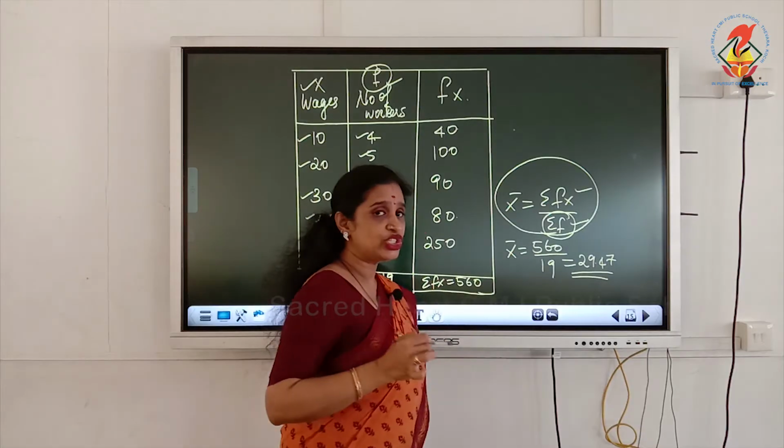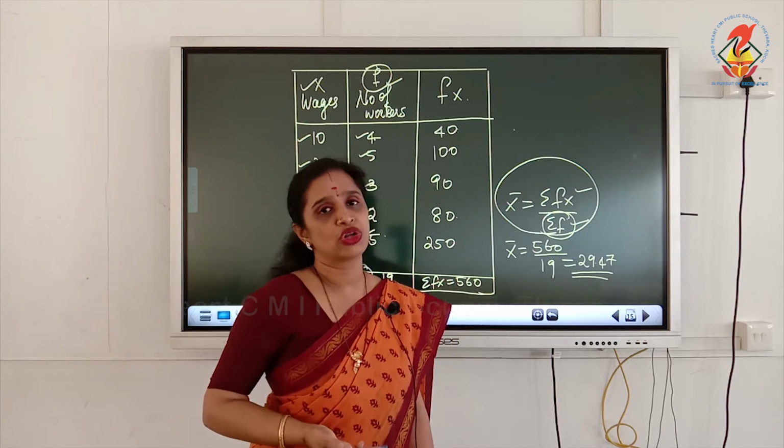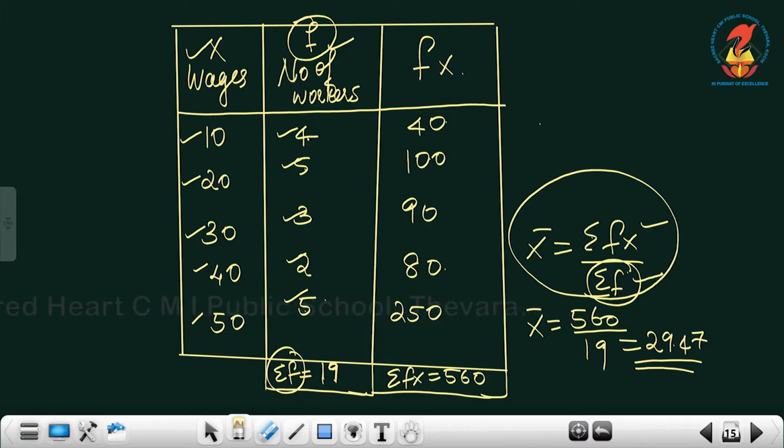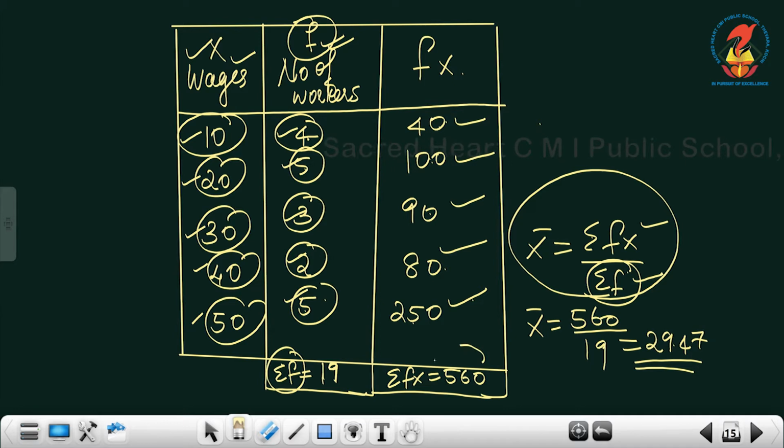I told you each x value should be multiplied with each frequency and then find the total of it. Okay, so let us do it. F into x means this is f and this is x. So first f 4 into first x, 4 into 10, 40, 5 into 20, 100, 3 into 30, 90, 2 into 40, 80, 5 into 50, 250. Now you have to find out the total of this. 40 plus 100 plus 90 plus 80 plus 250, you will be getting sigma fx as 560.